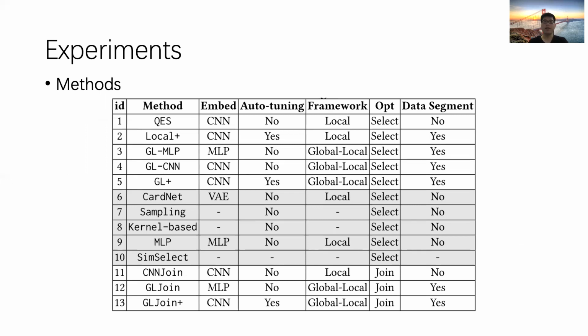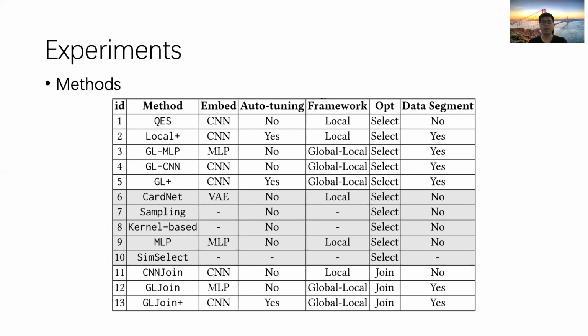These are methods we test in our experiments. Lines 1 to 5 are our cardinality estimation methods for similarity search. Lines 6 to 10 are baselines. The QES uses the convolutional neural network for query segmentation. The local plus adopts data segmentation but removes the global model.